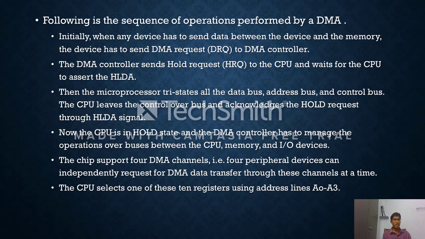So when the DMA controller receives the HLDA signal, it means that the CPU has left control over all of its buses, that is including data bus, address bus and control bus, and the entire control of the bus is with the DMA.